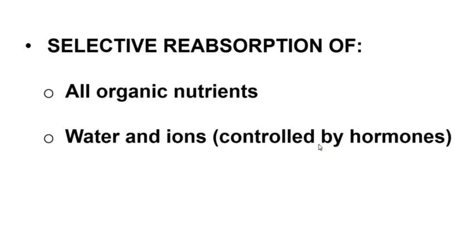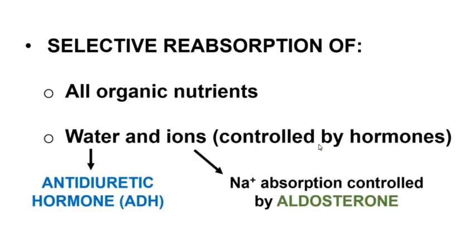We're also looking at selective reabsorption of water and a number of ions. So think things like sodium and potassium when we say the term ions here. The selective reabsorption of both water and ions is very carefully controlled by several hormones, two hormones in particular. The hormone that controls water reabsorption in the renal tubules is antidiuretic hormone, or ADH. Ions like sodium are selectively and carefully controlled, or the reabsorption of sodium in the renal tubules is very carefully controlled, by the hormone aldosterone.